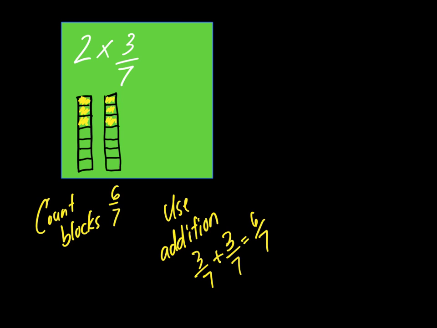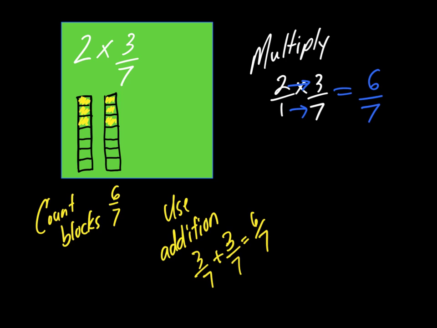Or our final way that we are learning now is to just go ahead and multiply straight across. Again, we put the 1 under our whole number, and then we are able to multiply straight across. We get 2 times 3 equals 6, and 1 times 7 equals 7.